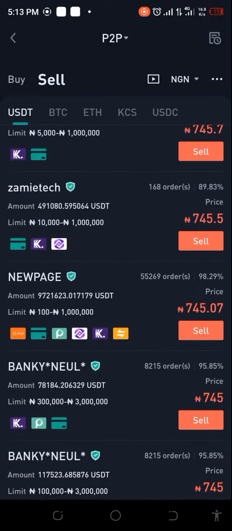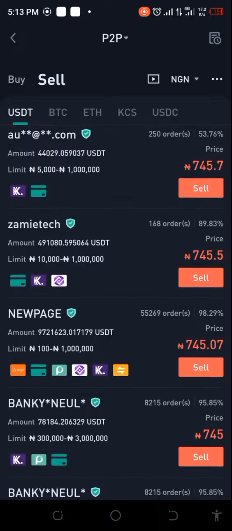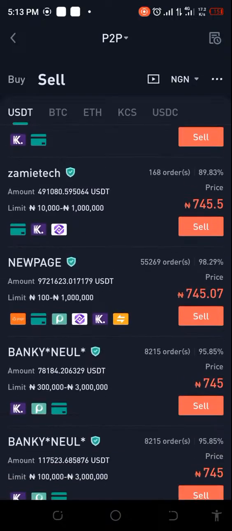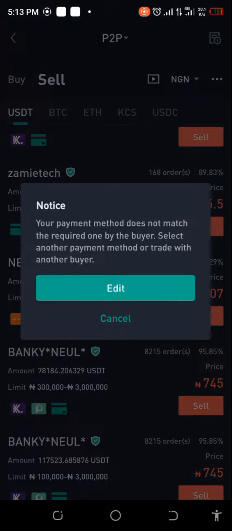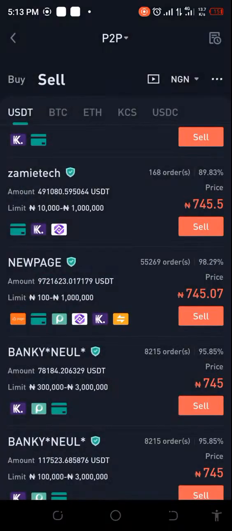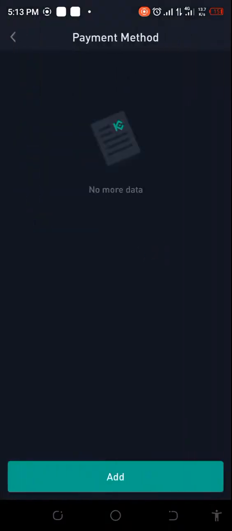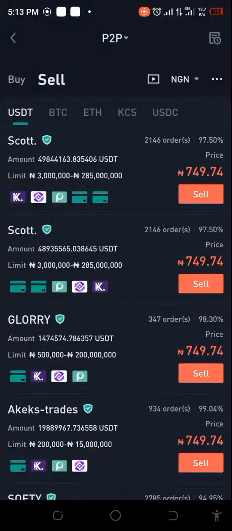So sliding down, you can look for the price range that you actually want to use. Let's just check on this one and see whether there's a potential. It said your payment method does not match the required one by the buyer. Okay, so we have to set up all of this. So we can actually edit and put in all the details, but I'm not going to go through all of this. I'm just showing you that we can actually withdraw our money even from P2P, right?